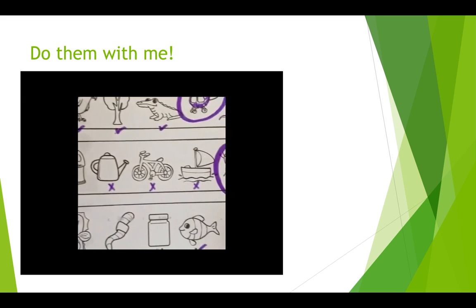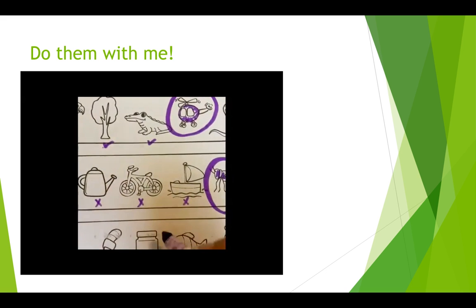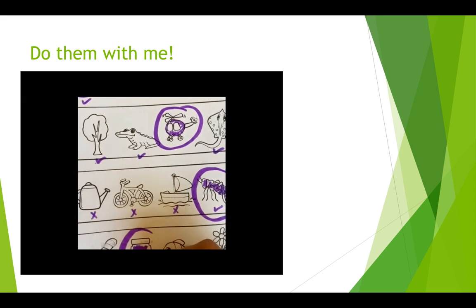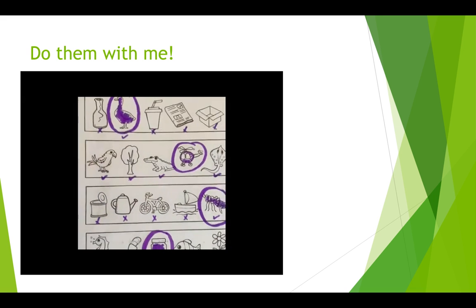So which one doesn't belong? That's right, the jar. So we're going to color in our jar and then we're going to circle it. And that is it for our activity.